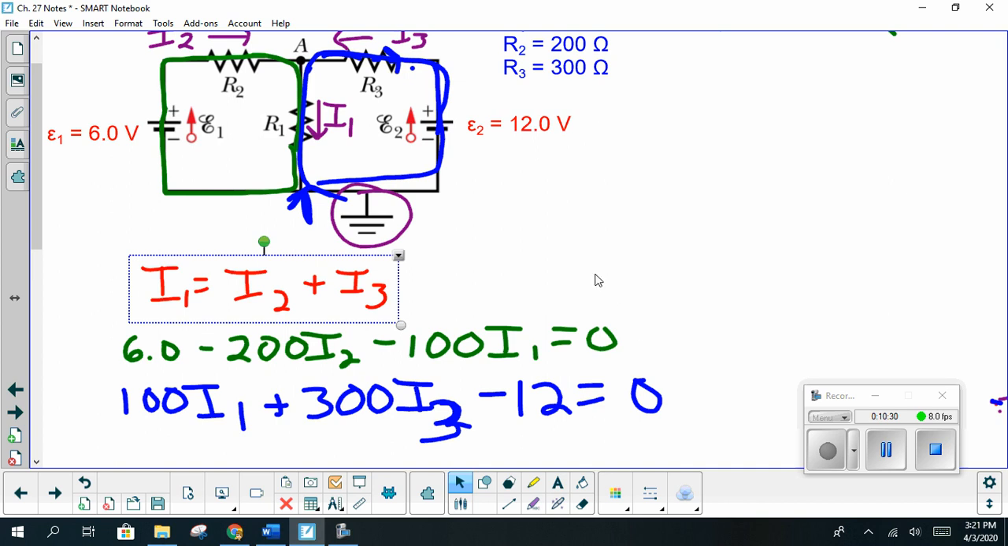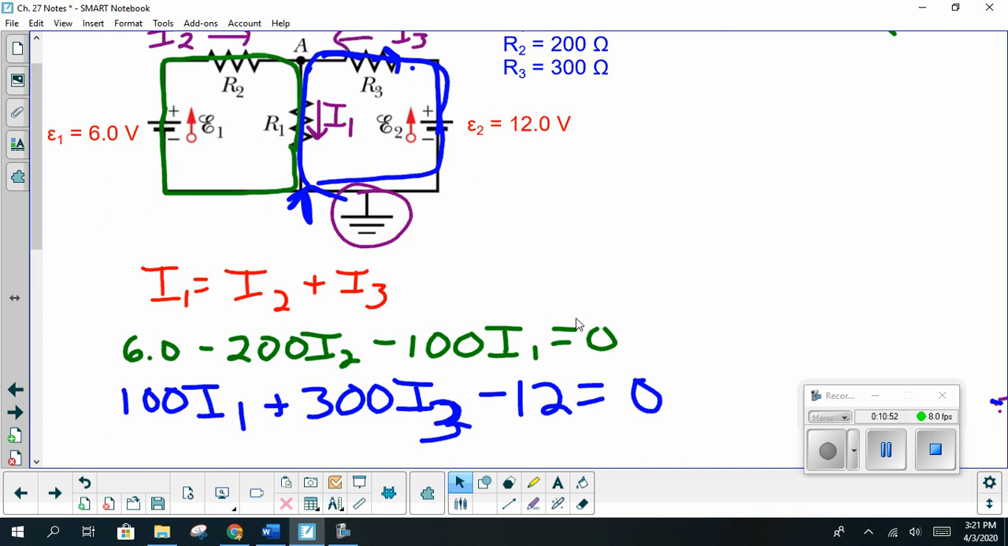My suggestion for you right now is to give that a shot. So you've got three unknowns. I would take a minute and start substituting in. See what you can eliminate, see what you can get rid of, and then try to solve for, again, your I1, your I2, and I3.